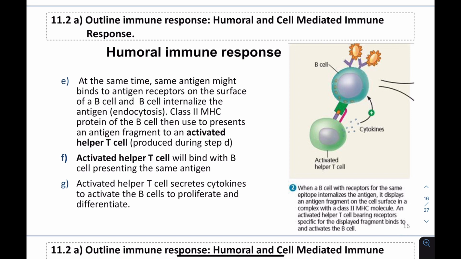So macam saya cakap tadi, B cell kita ada Y-shaped receptor on the surface of B cell. So pathogen akan bind to that Y-shaped receptor, kemudian B cell akan internalize the antigen by endocytosis, dan kemudian dia akan present the antigen fragment by using the class 2 MHC. So activated helper T cell yang detect this same antigen, mereka akan bind to this B cell lah yang present this same antigen. So activated helper T cell will bind with B cell presenting the same antigen.